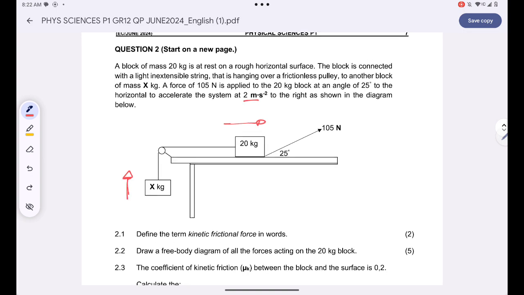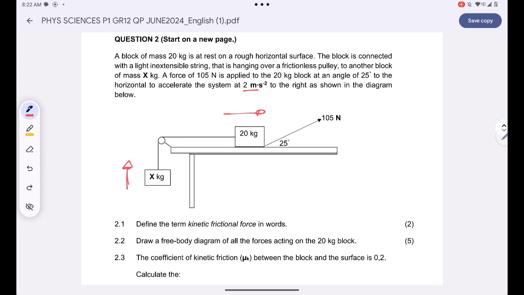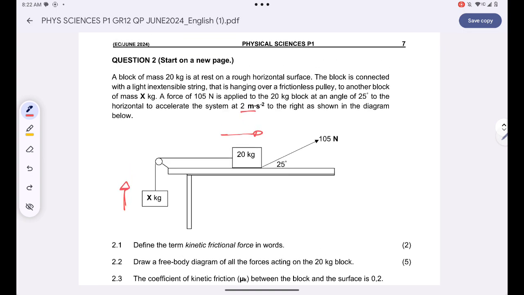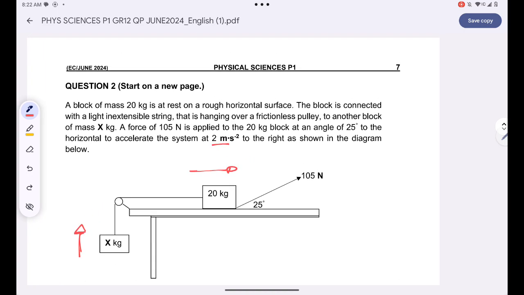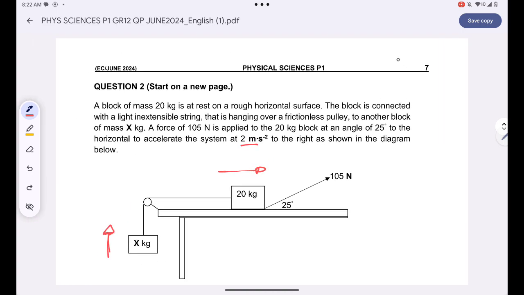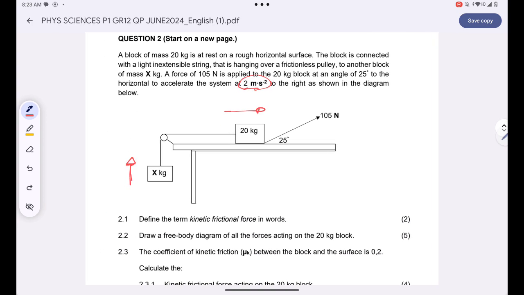The first thing that we must do, guys, is to choose a positive direction. If we choose our right hand side as positive, that means our acceleration will be positive as well. Okay, first question, they want us to define the term kinetic frictional force in words.